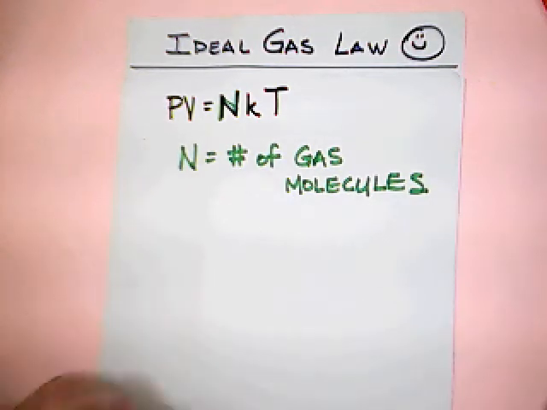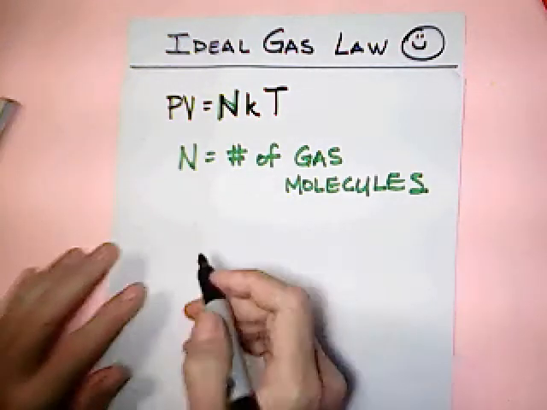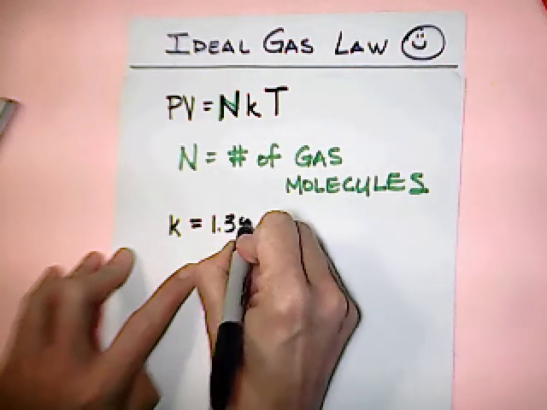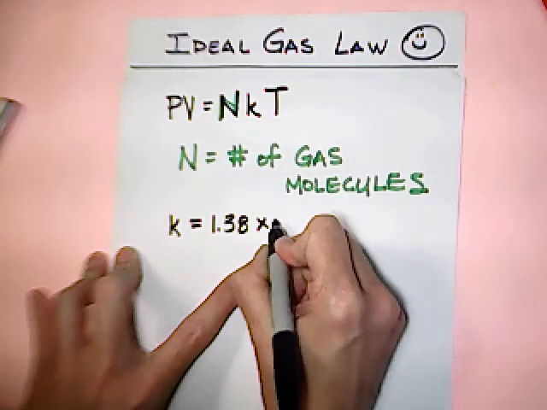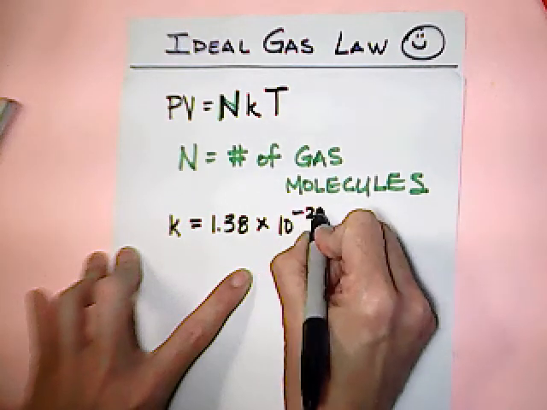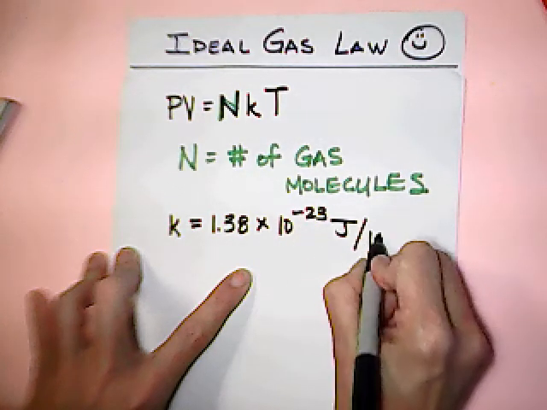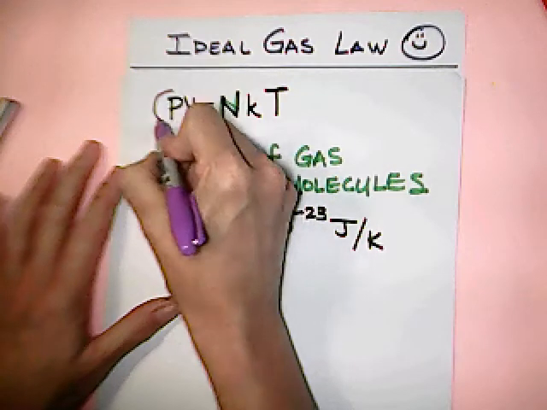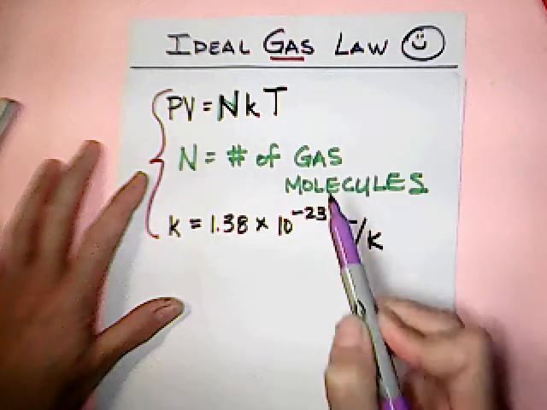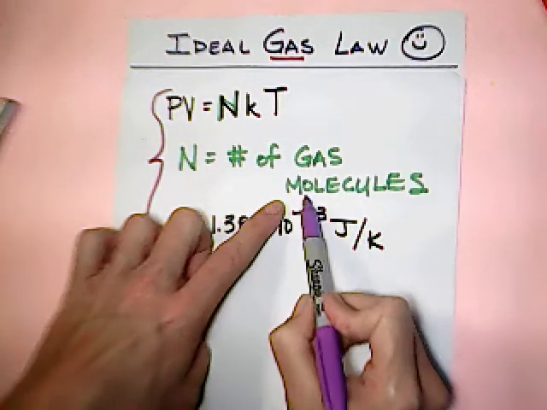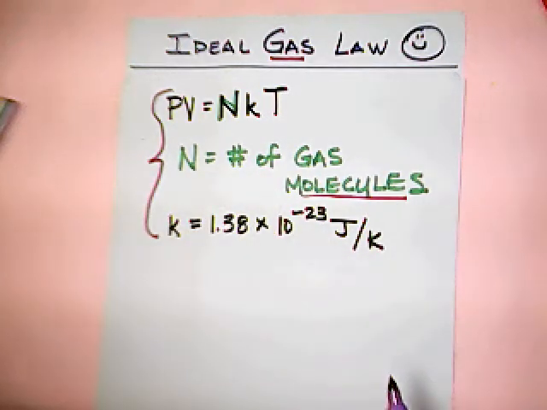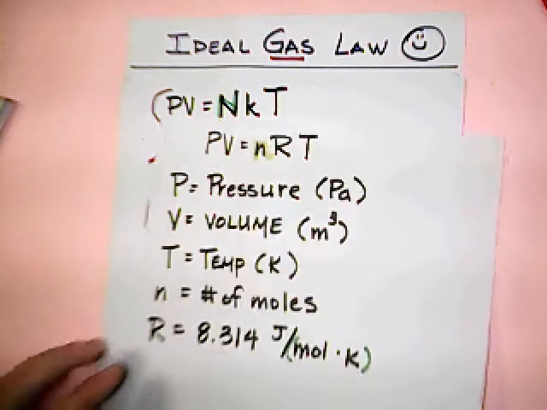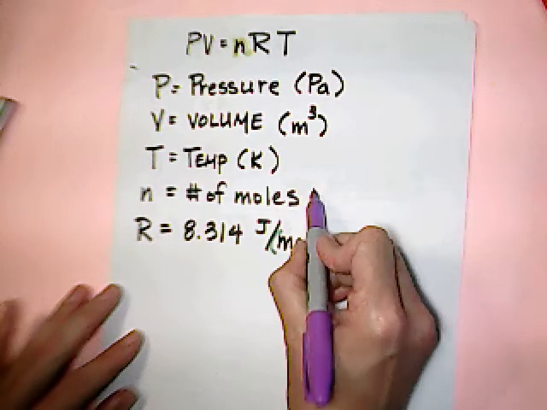And this little k is what's called Boltzmann's constant. It is 1.38 times 10 to the negative 23 joules per Kelvin. So I just wanted to explain that to you. It's essentially the same equation, the ideal gas law equation. Just now you're using number of molecules versus this one right here, which is number of moles.